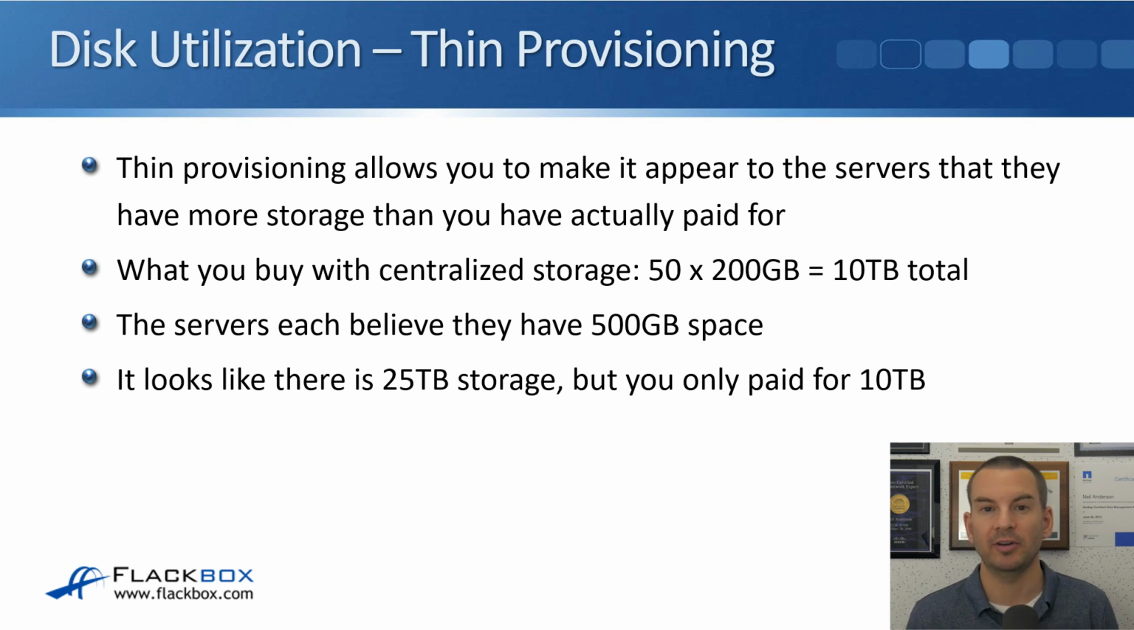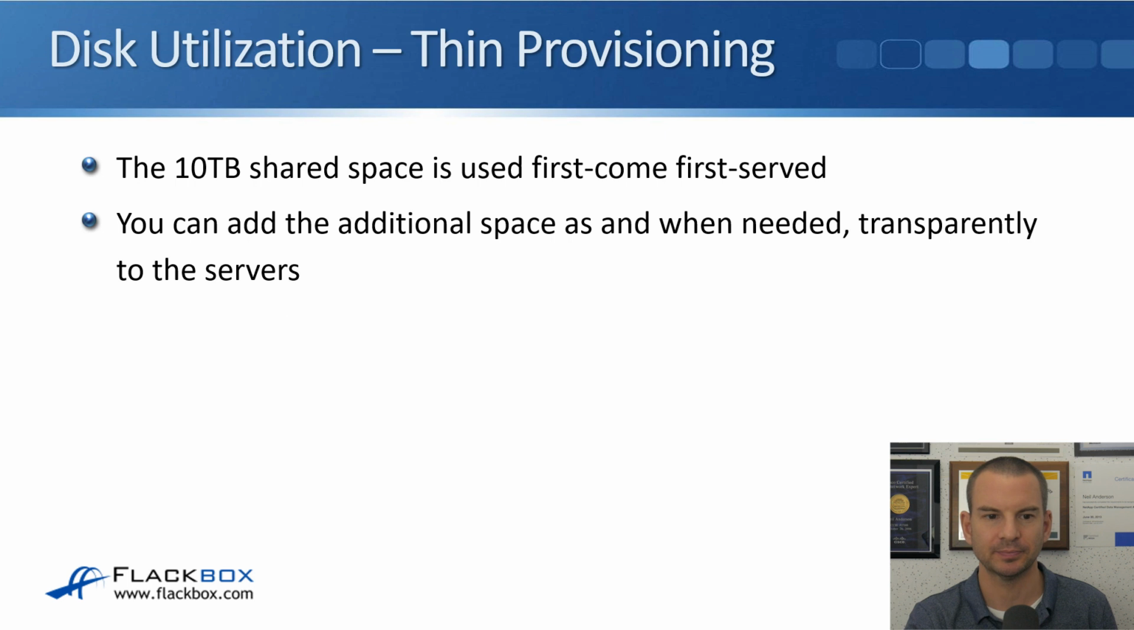So what you can buy with centralized storage, for the same example again, is 50 times 200 gigabytes per server, which is how we figured out how much we're going to actually buy. We buy 10 terabytes of storage total for our example, rather than 25 terabytes. But the servers each believe that they've got 500 gigabytes of space available. So we've actually paid for less than it looks like to the servers. It looks like there's 25 terabytes of storage space available, but we've only paid for 10 terabytes. So we've only paid for that much. That costs a lot less than paying for more physical storage.